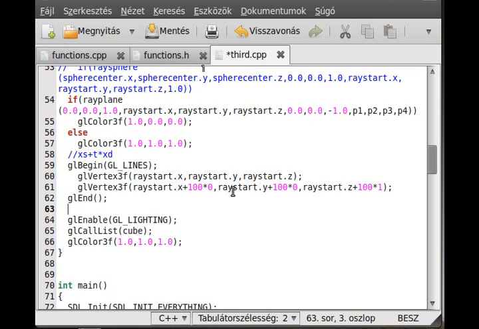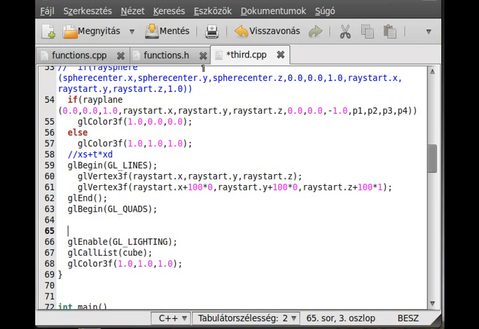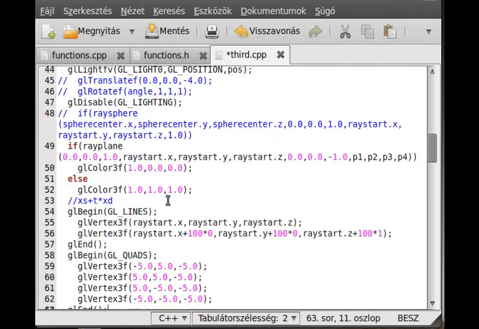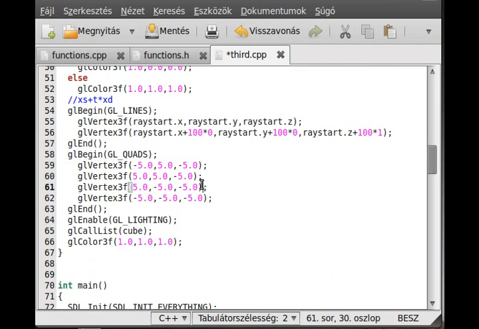So I draw the plane, so GL begin, GL quads as always, and then GL end. Okay, and here I just draw the plane. I will be back, I just find a plane. Okay, here I've just found the plane, so I hope the keyframes are okay. So if I would run the program now, I think we can run the program now.